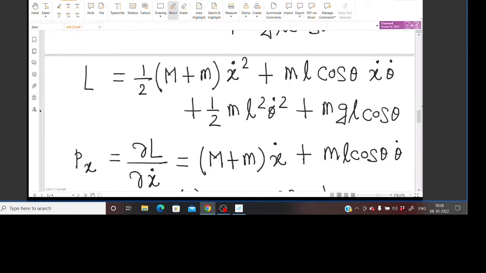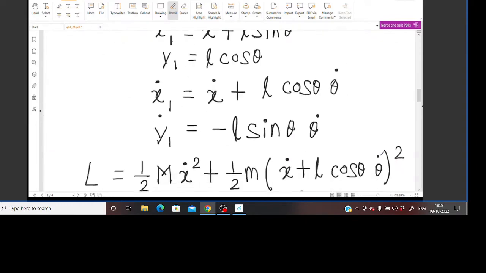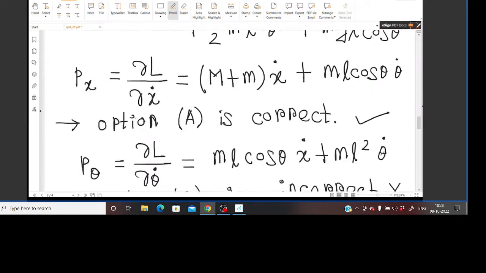Now the generalized momentum corresponding to x, px, is equal to del L del x dot, which turns out to be M plus small m into x dot plus small m into L into cos theta into theta dot. In option A, it is given that px equal to M plus small m into x dot plus small m into L into cos theta into theta dot. So option A is correct.